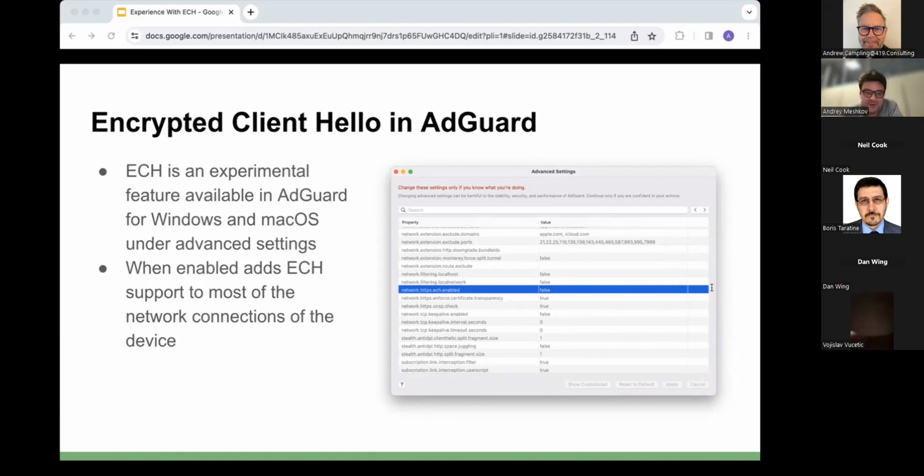Well, that's kind of it. Since it's experimental, we have some feedback from different users that tried to use it, but now we run into a different problem. There are not too many ECH-enabled servers out there. And let me show you what I mean.